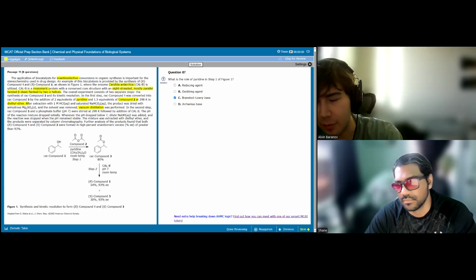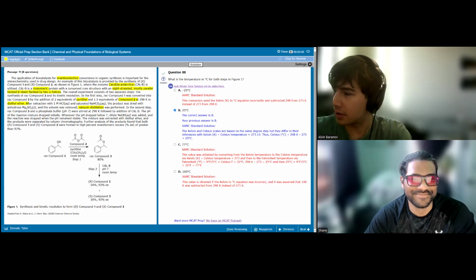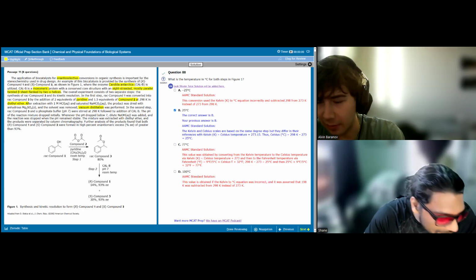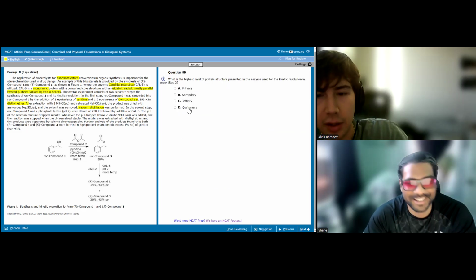Yeah, they give questions about polylinkers and then they give questions about this. Like, what is temperature in Celsius? Okay. Next is this.